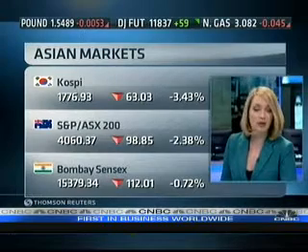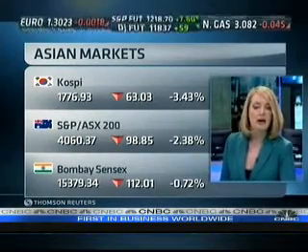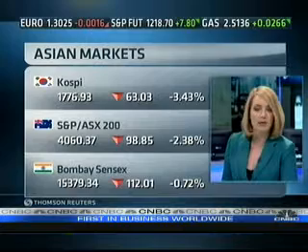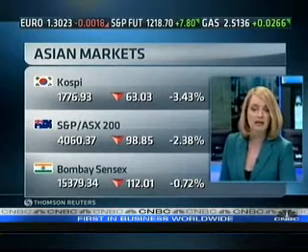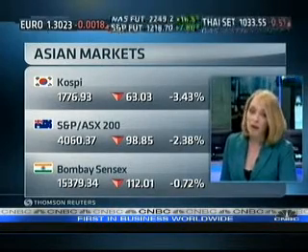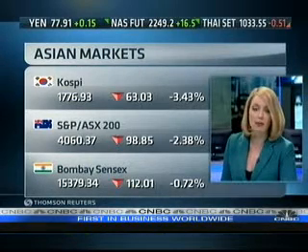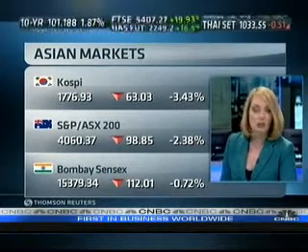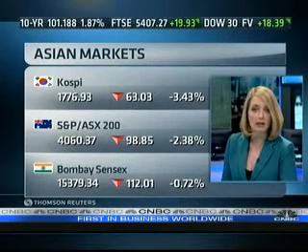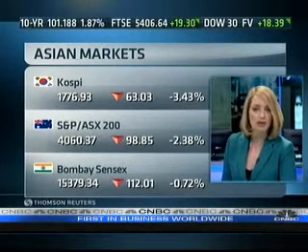That's certainly the case if you look at the Kospi, which you may expect would move by the most, being the major South Korean index and having the most impact from any uncertainties, political and otherwise, in the region. 3.4% lower there, 2.4% lower for the Australian markets. The Bombay Sensex just dipping by 0.7%.